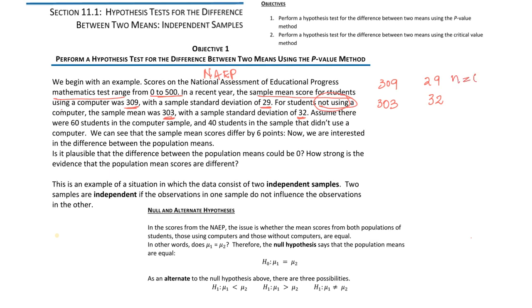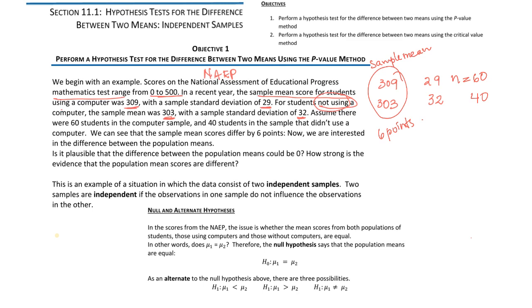Assume that there are 60 students in the computer sample and 40 students in the sample that don't use computers. We can see that the sample scores differ by 6 points. So this is the difference between the sample means. Now we are interested in the difference between the population means. Is it possible that the difference between the population means could be 0, or how strong is the evidence that the population mean scores are different?